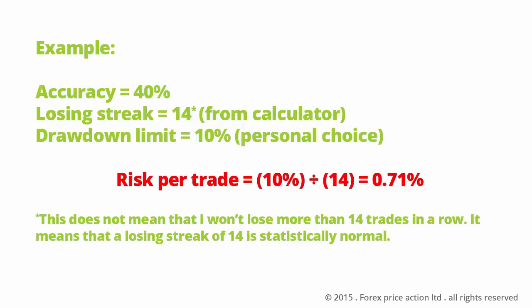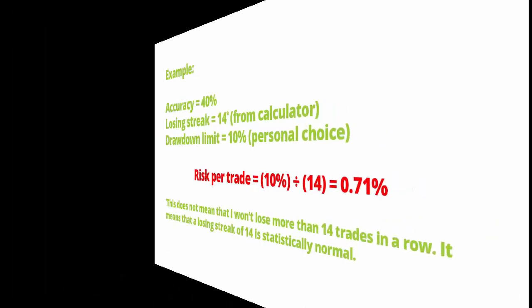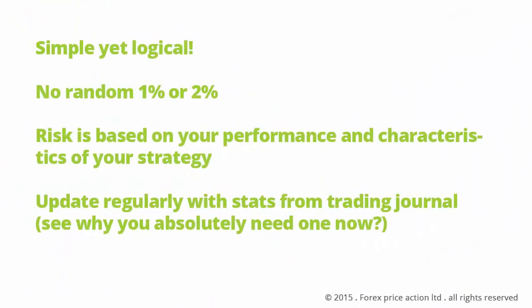0.71%. This means that if you risk 0.71% of your account balance in every single trade, you will not have a drawdown bigger than 10% when you encounter the expected 14 consecutive losses. So simple yet logical, isn't it? This method tells you exactly how much to risk based on past performance of your strategy. You can use your trading journal to calculate your winning probability at regular intervals so that you can have the most up-to-date numbers on your calculation.